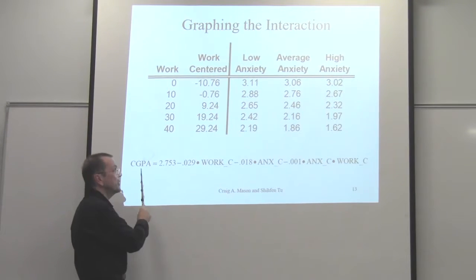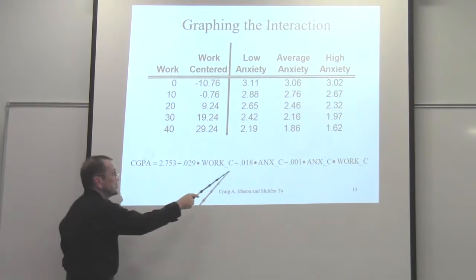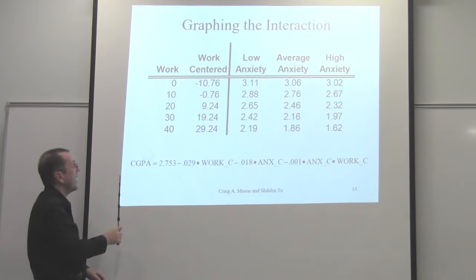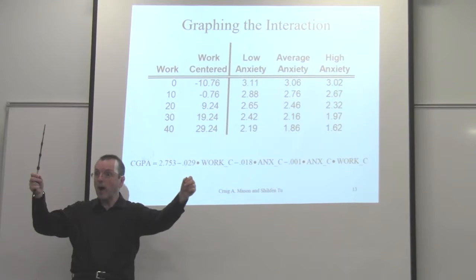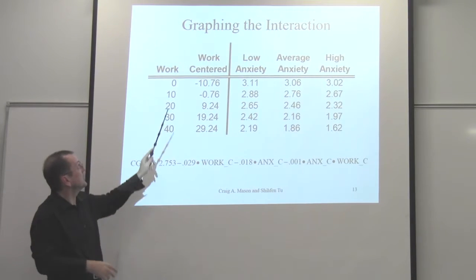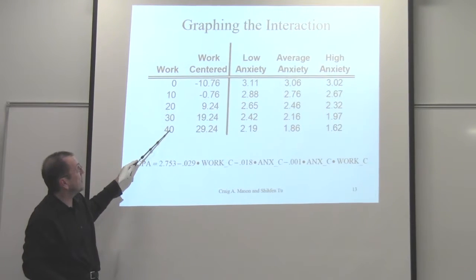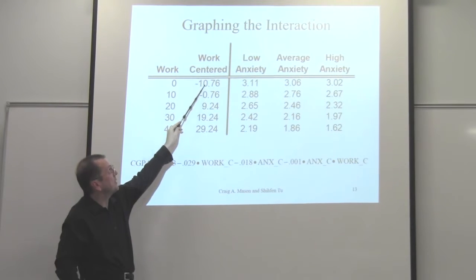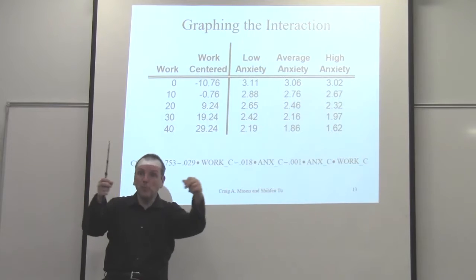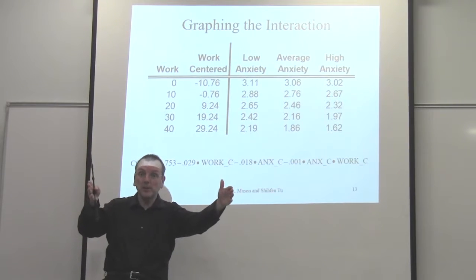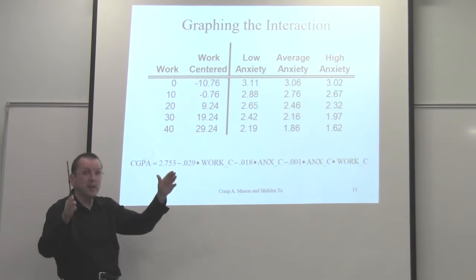Kind of step back a sec. So here's the regression line. Here's the regression equation. And I want to plot from 0 to 40 hours a week on my x-axis. To do 0 to 40 hours a week on my x-axis, that would be from -10 to +29 centered work hours. And this equation is based on centered work.